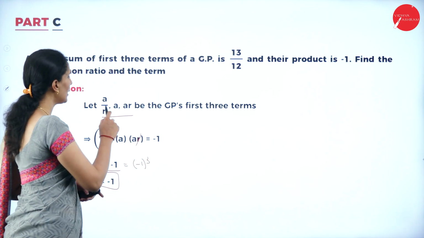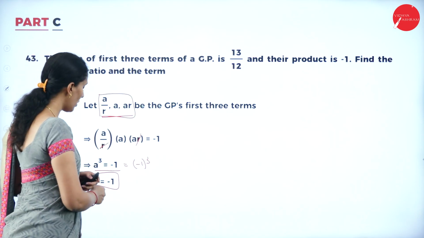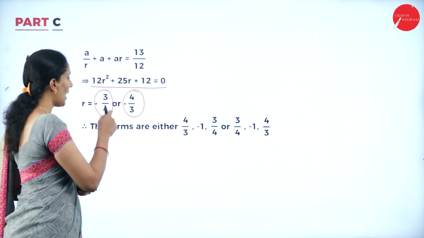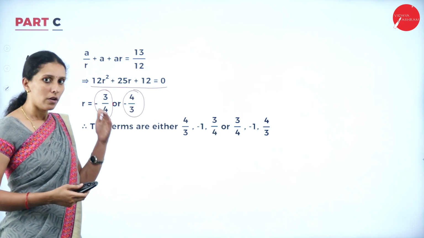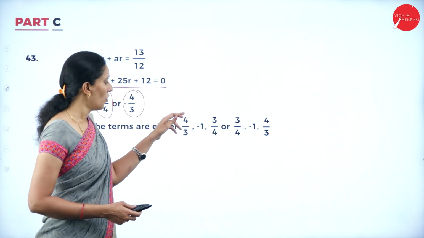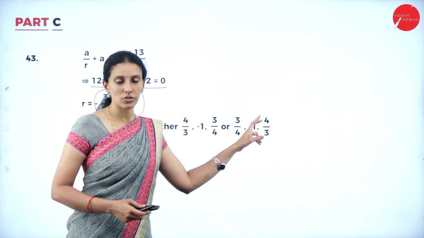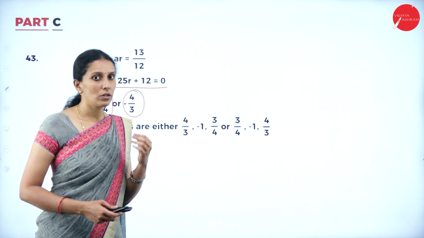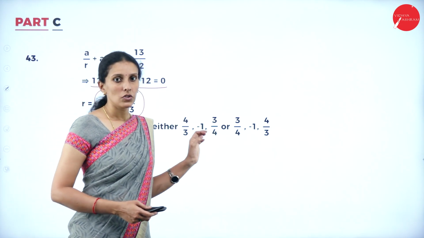We have taken the terms as a by r, a and ar. We know the value of a is minus 1, and we have the value of r as minus 3 by 4 or minus 4 by 3. So from the two cases, the terms are either 4 by 3, minus 1, 3 by 4 or 3 by 4, minus 1, 4 by 3. Just substitute the values of a and r in a by r, a and ar so that you can find the terms.